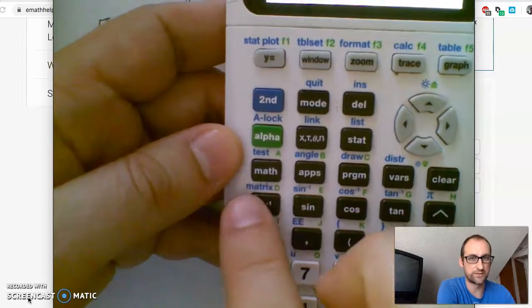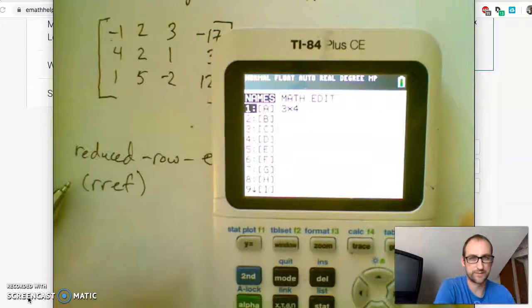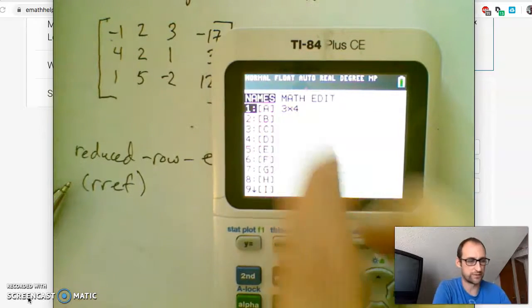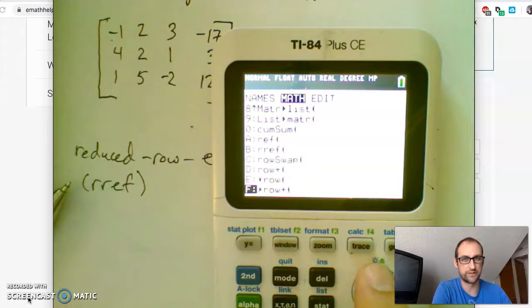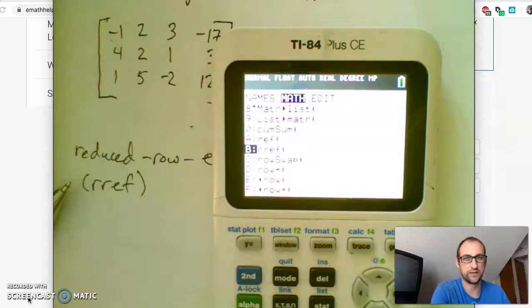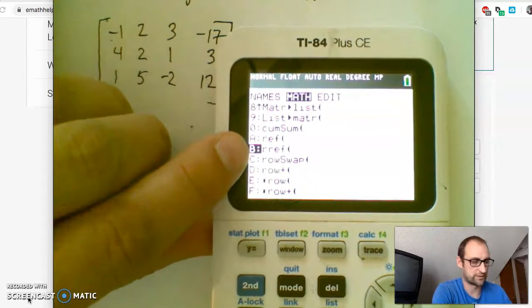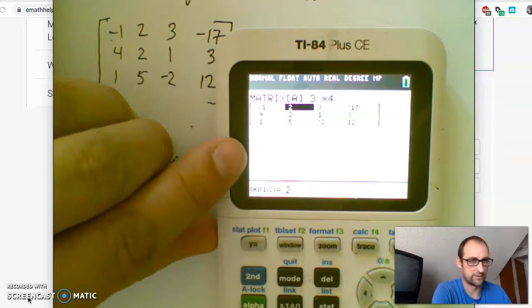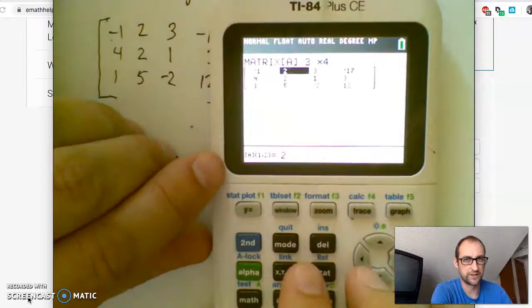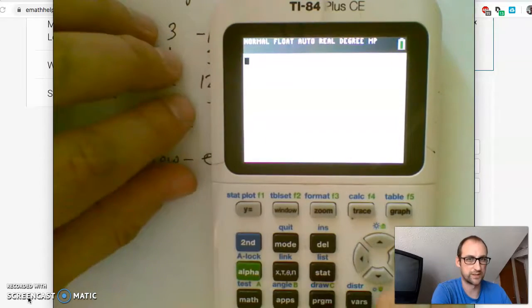You go back into matrix, second matrix, but this time, don't go over to edit. You want to go to math, where the good stuff is. And if you scroll way down, I usually scroll backwards, you will see letter B here is RREF. And that means reduced row echelon form. If I hit that, oh crap, hold on. That's a rookie mistake. I need to quit out of here first. At least I made that mistake, so you don't have to do second quit. Okay, so you're on your normal screen.